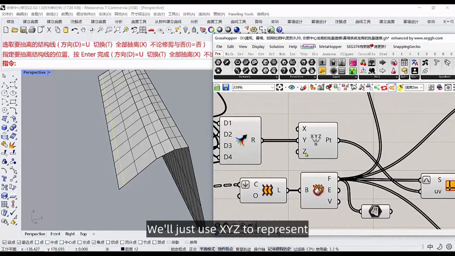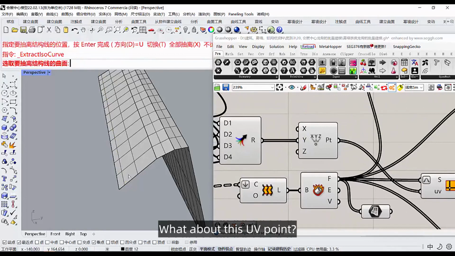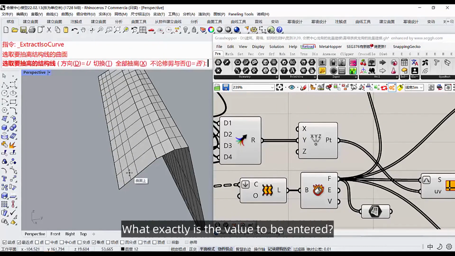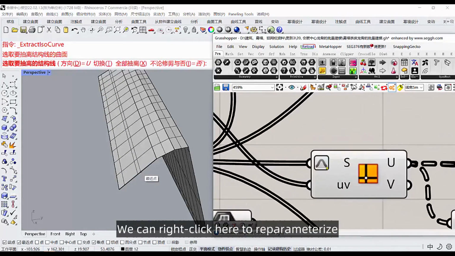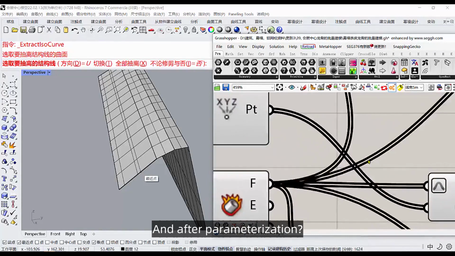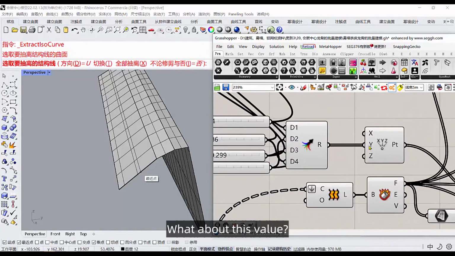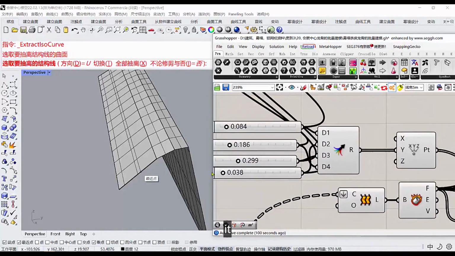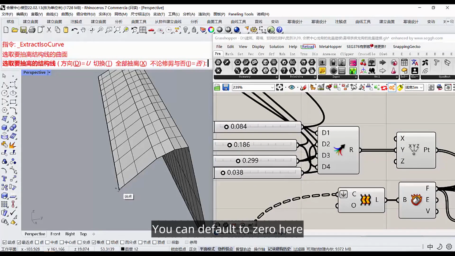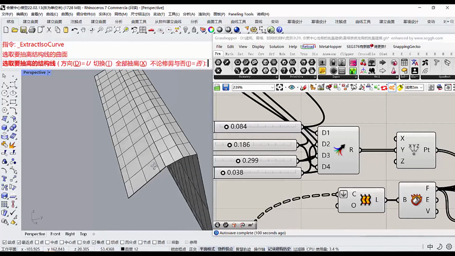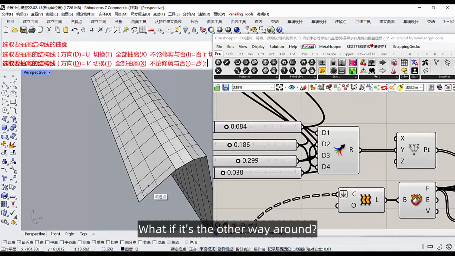We'll just use XYZ to represent it. What about this UV point? What exactly is the value to be entered? We can right-click here to reparameterize, and after parameterization, what about this value? You can default to 0 here. So here's 1. What if it's the other way around? It's 0 on this side.